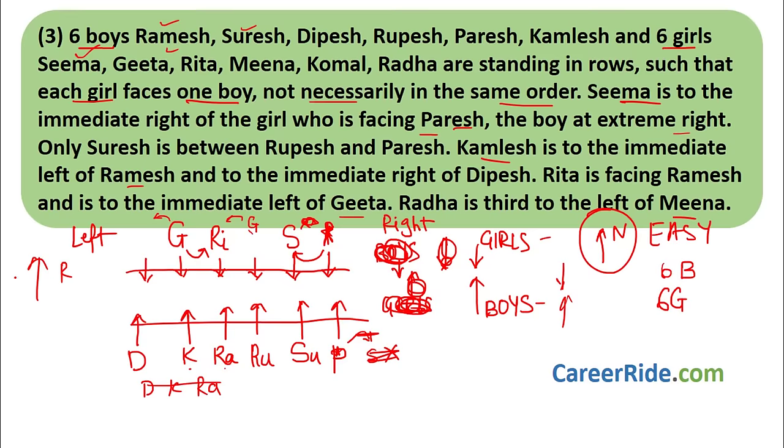So only we have right over here and left over here. But when we are facing south, the left comes over here, right comes over here. So Geeta comes over here. Okay, Rita is facing Ramesh and is to the immediate left of Geeta.